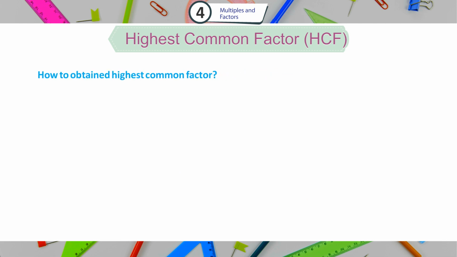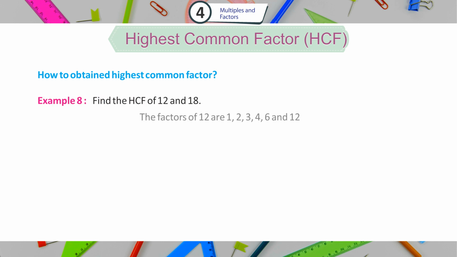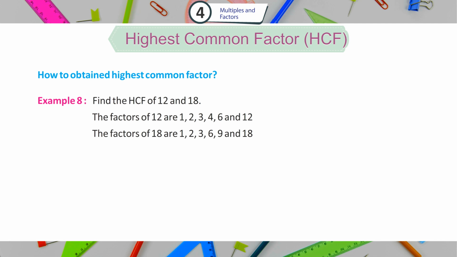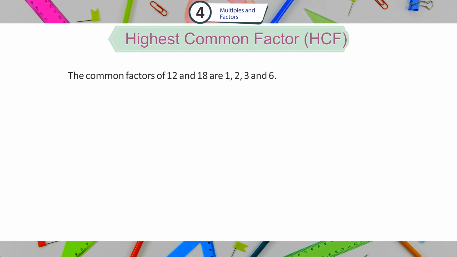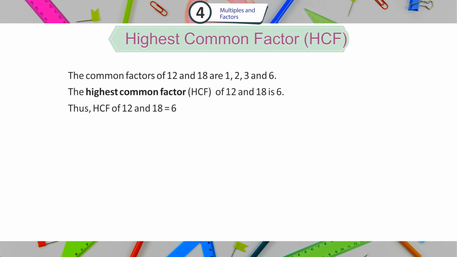How to obtain highest common factor. Example 8. Find the HCF of 12 and 18. The factors of 12 are 1, 2, 3, 4, 6, and 12. The factors of 18 are 1, 2, 3, 6, 9, and 18. The common factors of 12 and 18 are 1, 2, 3, and 6. The highest common factor, HCF, of 12 and 18 is 6.